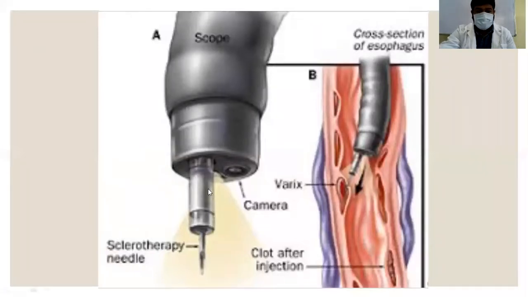And sclerotherapy, this is the scope, and from the scope the sclerotherapy needle projects out, and the sclerosing agent is injected into the varices. Okay. And see, after injection of the sclerosing agent into the varix, what is happening? A clot will become like this after the injection. Okay.